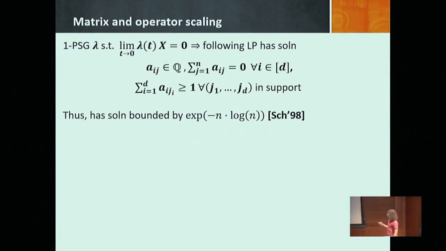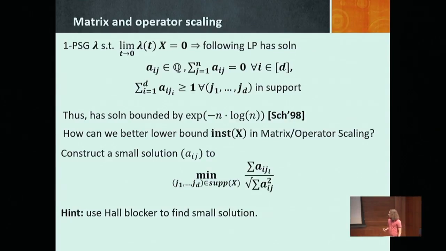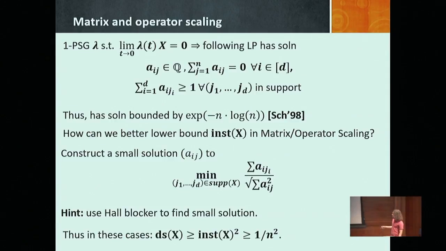So how do we get better bounds in the matrix and operator scaling? Well, now the only thing we need to do is construct a big solution to this problem. We need to show that, this is too general. This applies to any linear program of this description. But for matrix and operator scaling, if we want polynomial time algorithms, we have to show that we can do better. And what's the hint? As Leonid already said, let's just use a Hall blocker to find a small solution. And if we find a small solution, we can show that the distance to doubly stochastic here is 1 over n squared. So how do we do that?